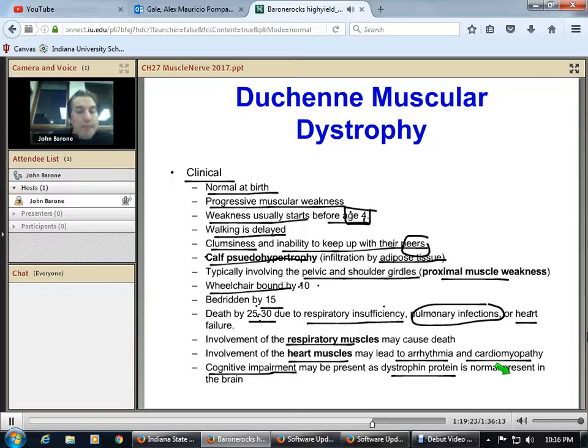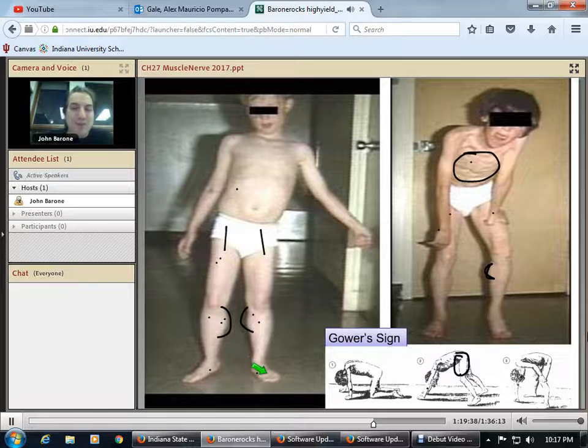Now, cognitive impairment can occur too. So sometimes their scores start dropping because dystrophin protein is actually found in some neurons too. Isn't that weird? I thought it's only found in muscle. Well, I guess our brain has some muscle too. We got strong brains because we also see some dystrophin protein in the brain too. So that's why some of these kids will have cognitive problems. Okay? Classic picture, trouble walking because of that calf hypertrophy. Then they'll start using their arms, they use Gower's maneuver, then it gets involved in these muscles too.